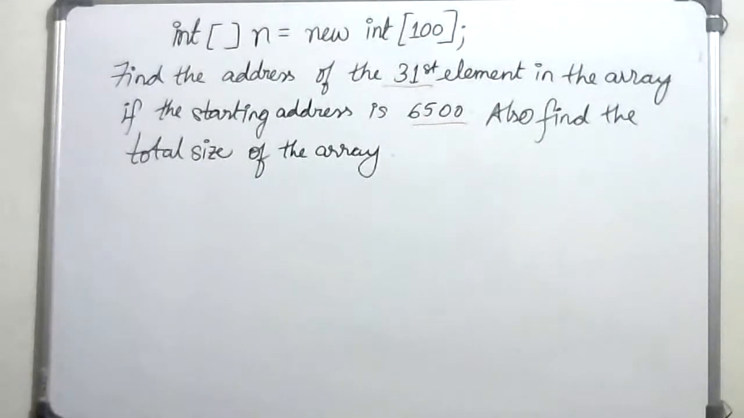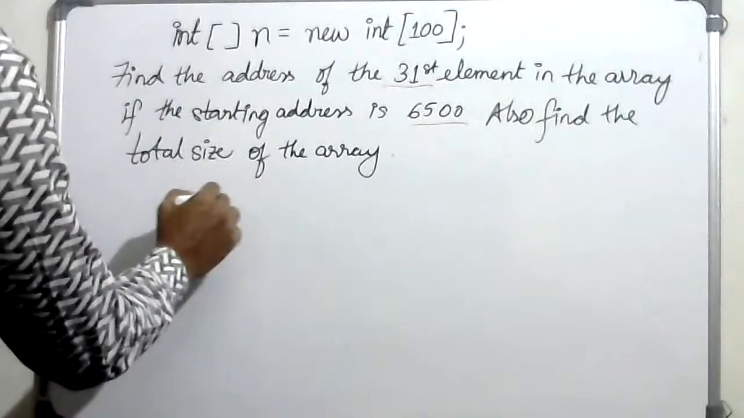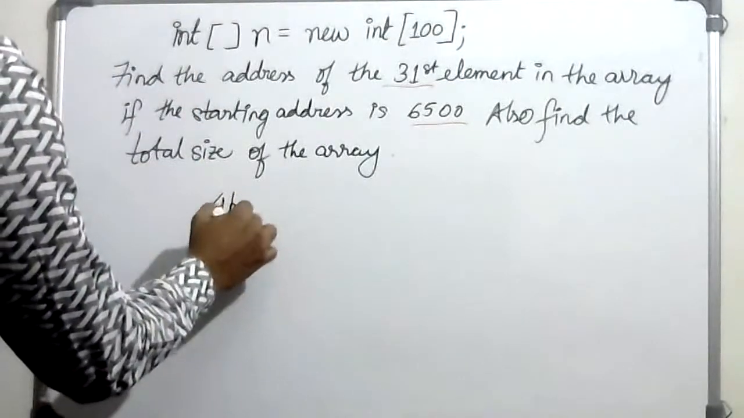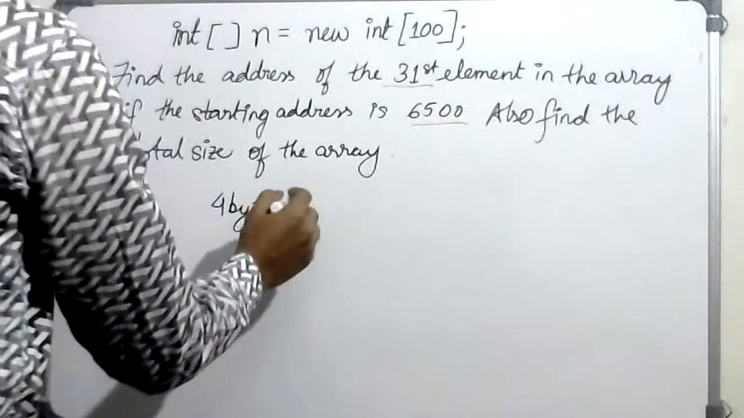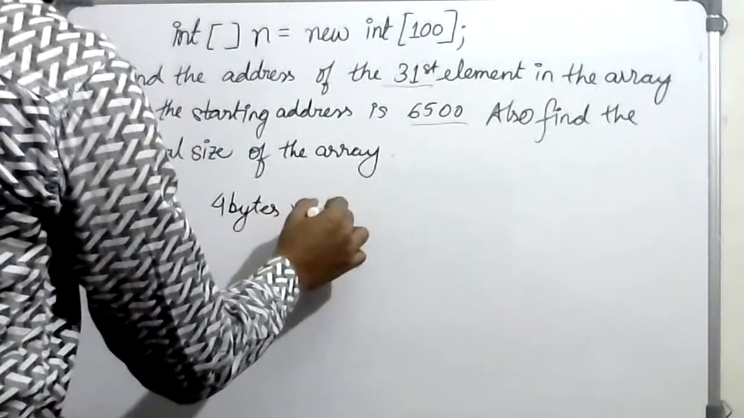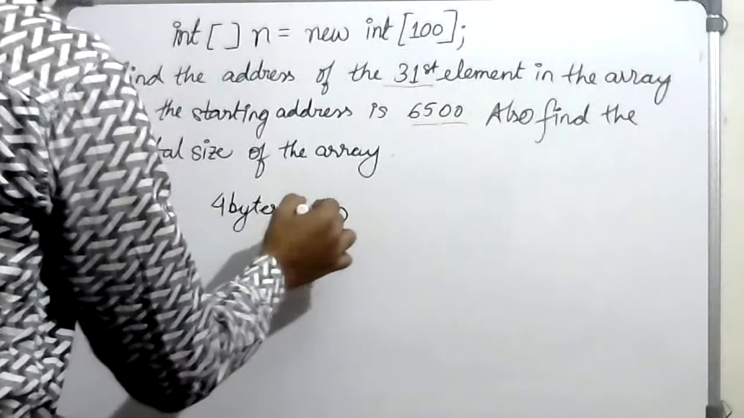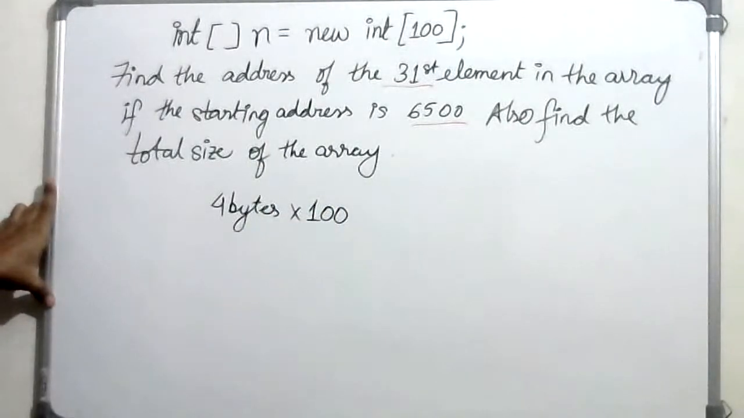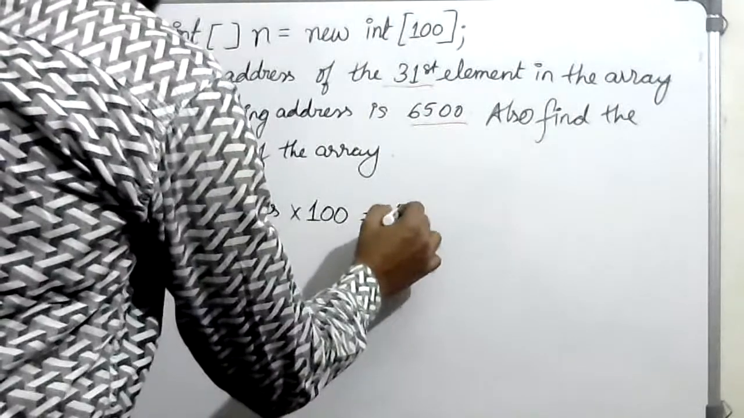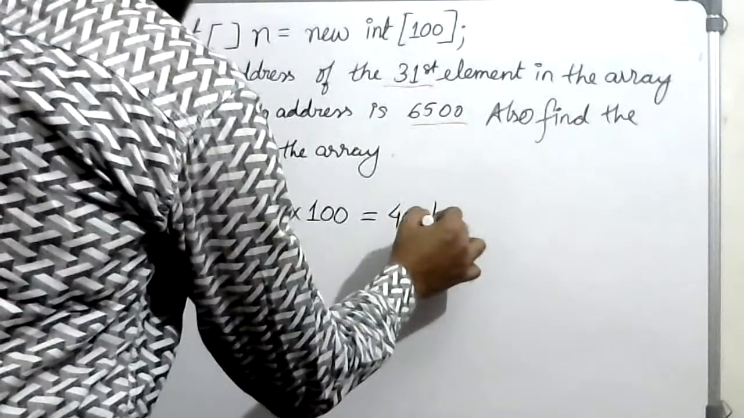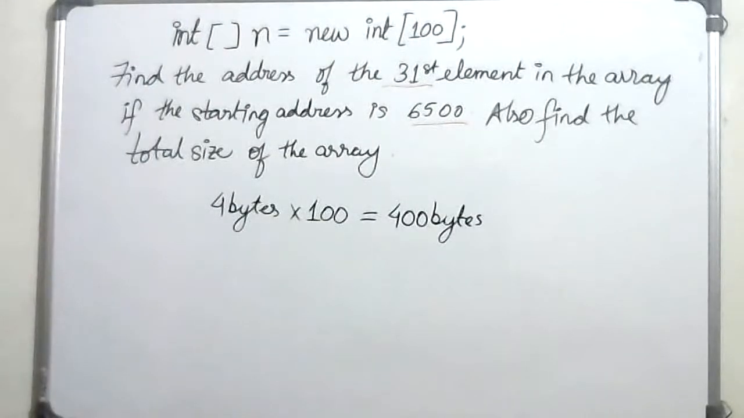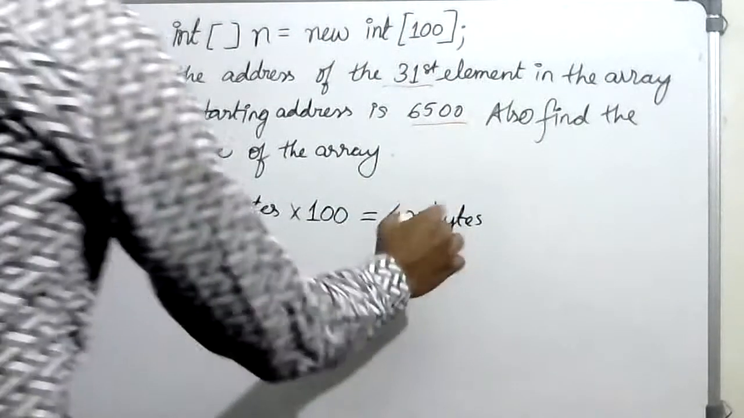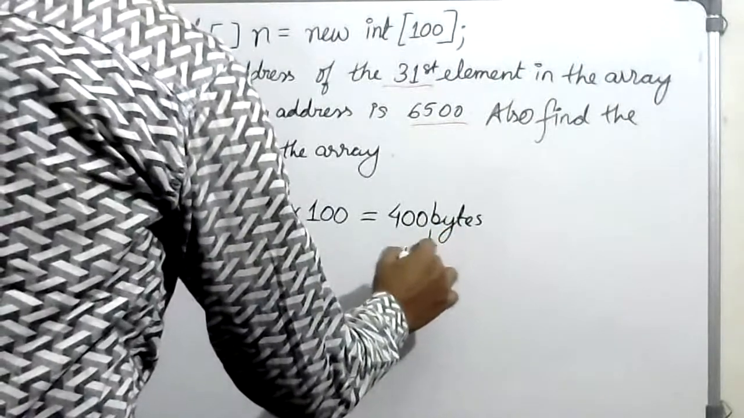So it's pretty simple. Remember the first process. You know the size of the data type, which is 4 bytes. You know the size of the array, which is 100. So each element will take 4 bytes and there are a total of 100 elements. So the total size of my array is 400 bytes. So this is the total size of my array.